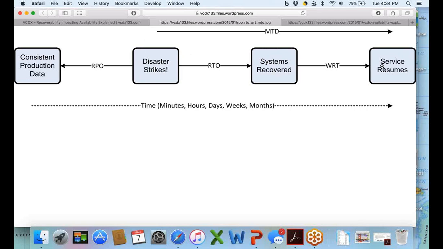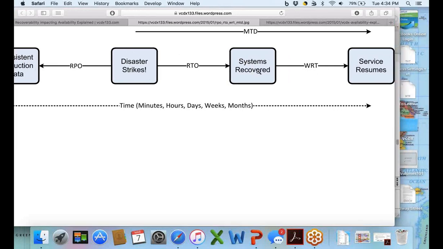I guess because I keep hearing Adam talking about vCenter today, that I was like, that's going to be my example for everything. And so we see, of course, that the WRT is measured between the time that systems are recovered to the time that things actually are resuming and working, and users are able to access that infrastructure.